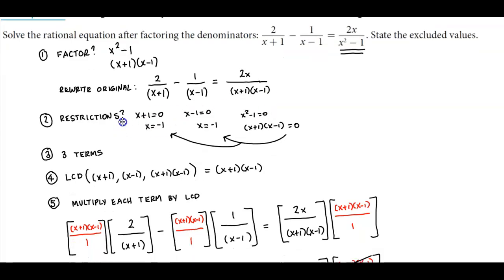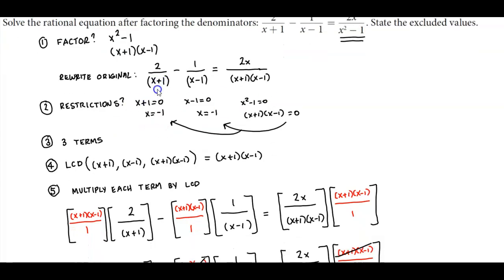Now we need to determine the restrictions. Well, the first denominator has x plus 1 equals 0, so solving for x, x is equal to negative 1. The second denominator, x minus 1 equals 0, so x is equal to positive 1. And when we factored that denominator, we can see that we end up getting the same x plus 1, x minus 1. So the restrictions are going to be negative 1 and positive 1.